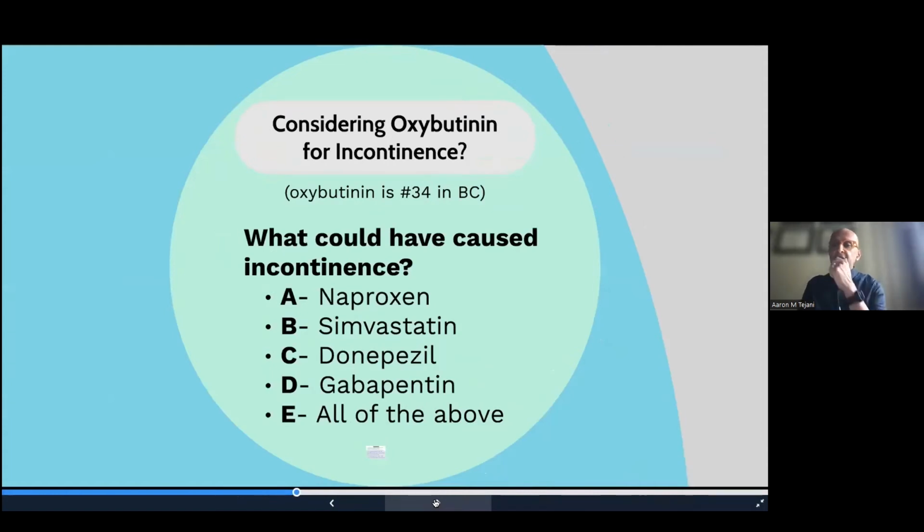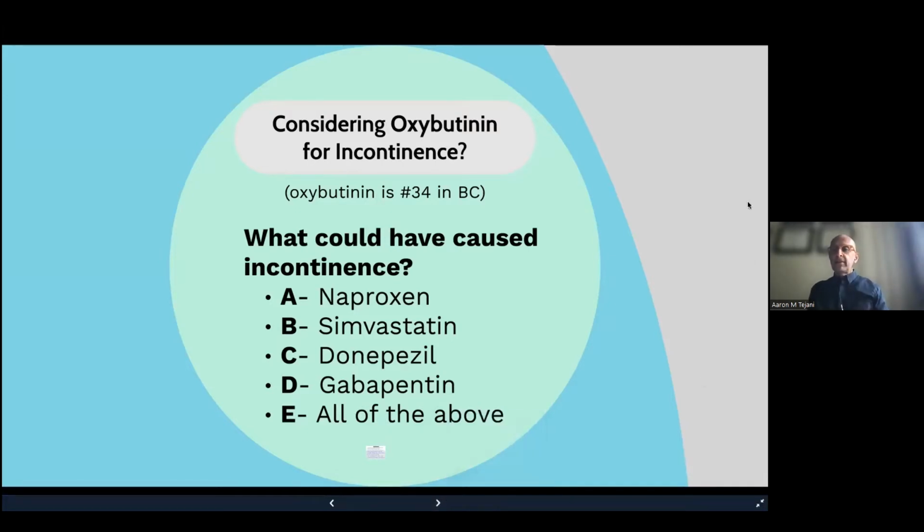Okay, so the next one, considering oxybutynin for incontinence. And oxybutynin is the number 4 most prescribed drug in BC. What could have caused the incontinence? Would it be naproxen, simvastatin, donepezil, gabapentin, or all of the above?